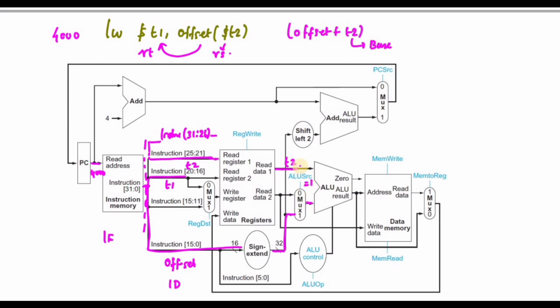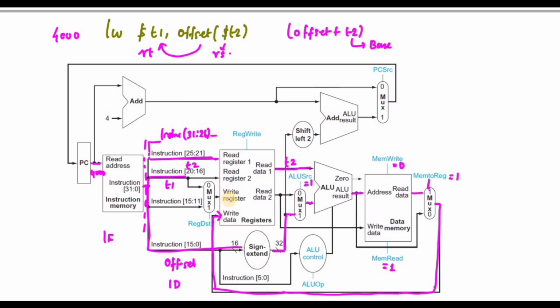Since ALUSrc is 1, the offset gets added with T2, and I get the output, which is nothing but an address. The data from this address should be read, so memory read must be 1 and memory write must be 0. Memory to register must be equal to 1. Then it goes here and is stored in this write data.